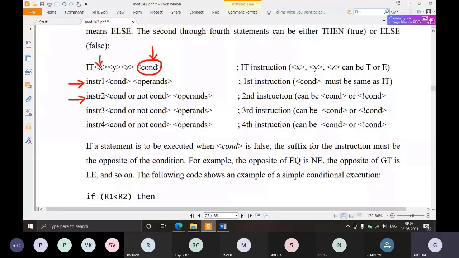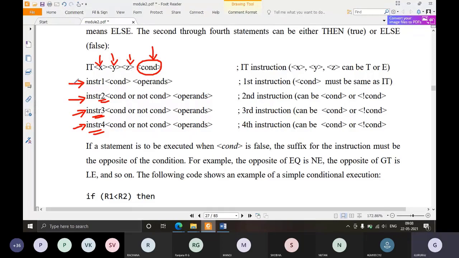Y always tells you when instruction 3 should be executed, that is, when the condition for the IT instruction is true or when it is false. That is what Y says. And Z will tell you when instruction 4 should be executed, whether if the condition for IT is true or if the condition for IT is false. So that is what X, Y, and Z specify.